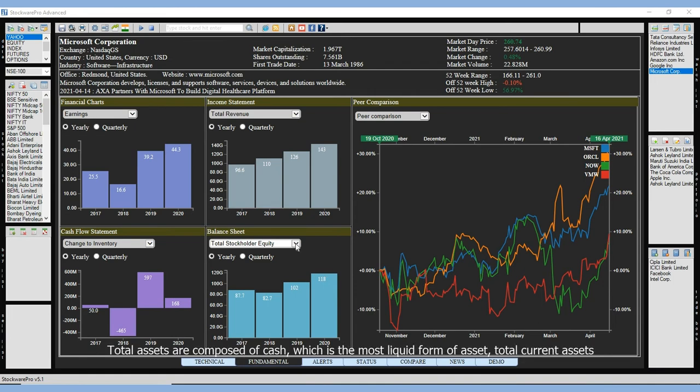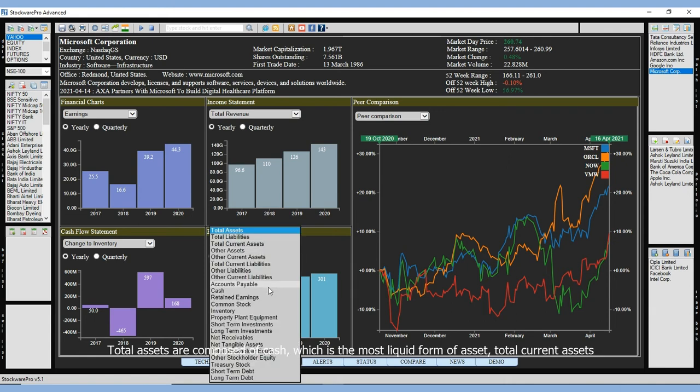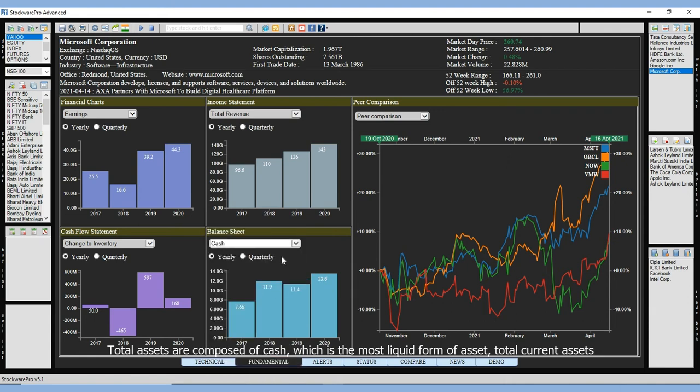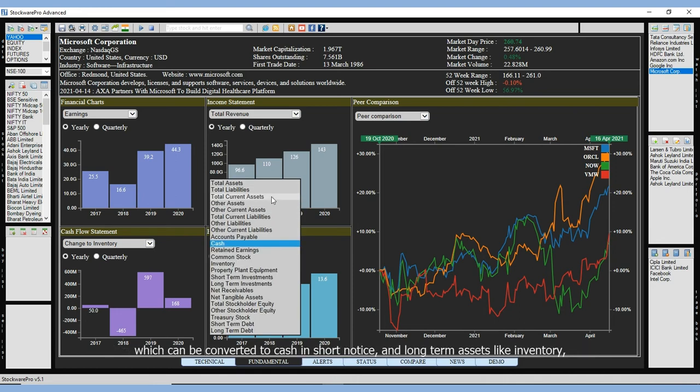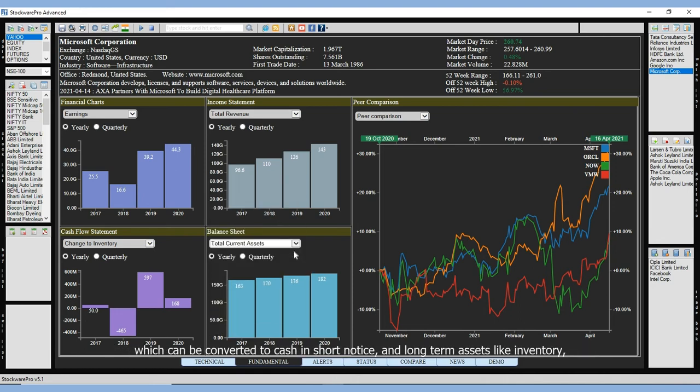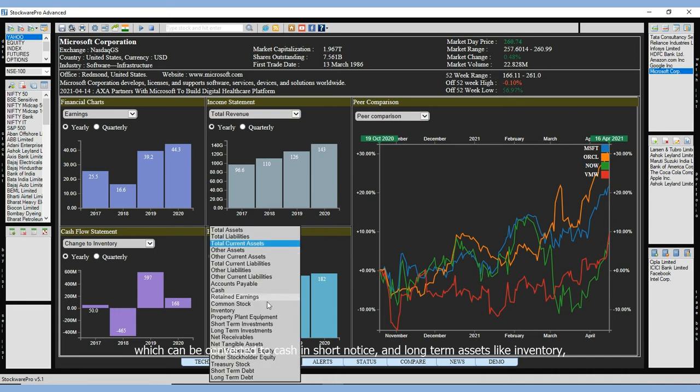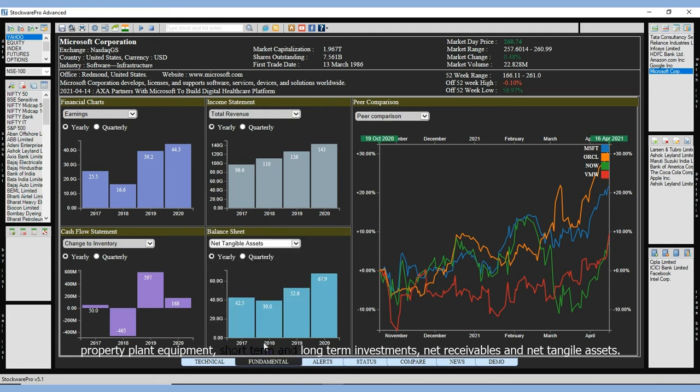Total assets are composed of cash, which is the most liquid form of asset, total current assets, which is assets that can be converted to cash at short notice, and long-term assets like inventory, property, plant, equipment, short-term investments, long-term investments, net receivables, and net tangible assets. Liabilities are money that the company owes to its suppliers, creditors, and others in the form of rent, utilities, and salaries.